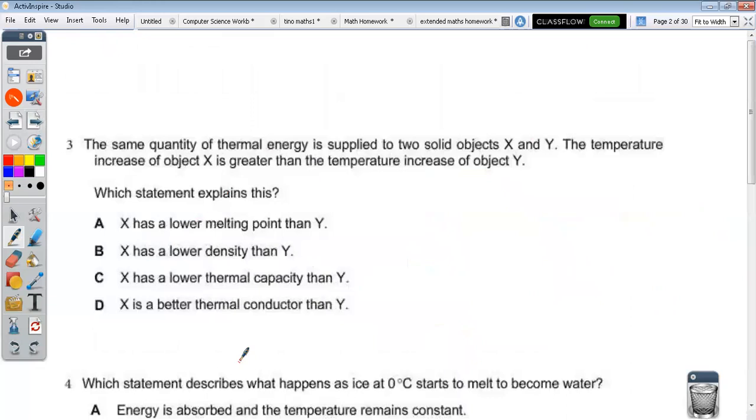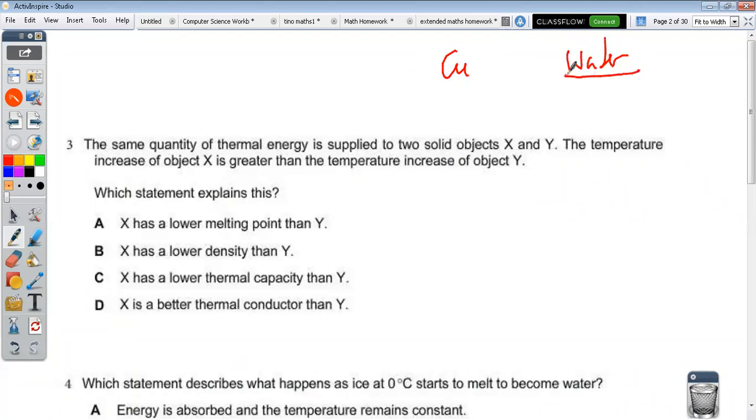Then, this is where you need to be careful now. The same quantity of thermal energy, the same energy, is supplied to two substances, X and Y. The temperature increase of object X is greater than Y. Which statement is correct? Now, be careful. I'll give you an example before we look at the answers. Let me give you an example of copper and water.